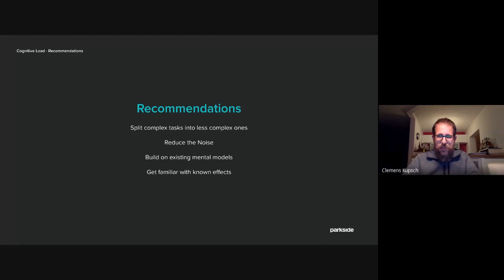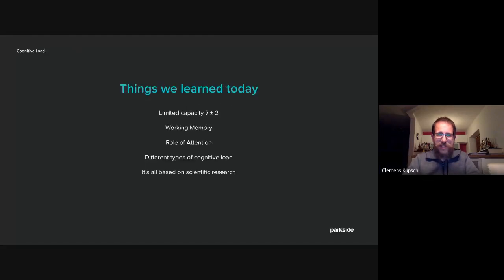Good. Let's sum up really quickly what we learned today. We have a limited capacity of 7 ± 2. For the ones that are more rooted in psychology, it's true. There's new research that even reduces that amount to something like 4 ± 2. It really depends on the situation and what type of test you're performing.